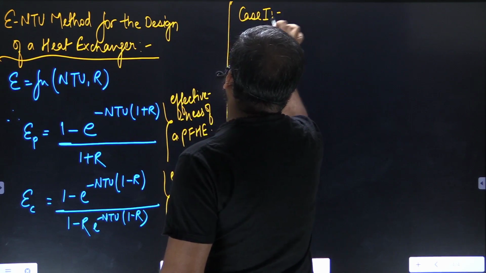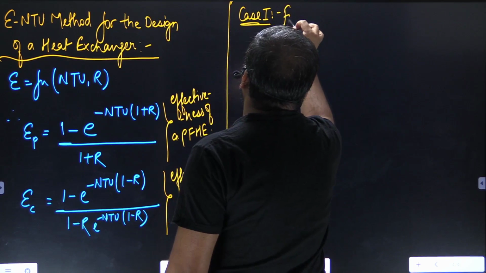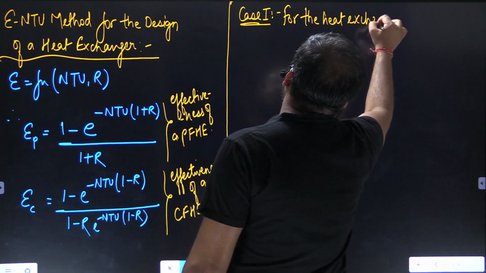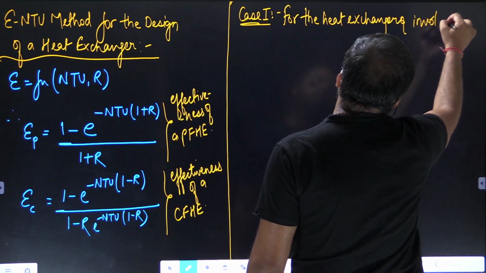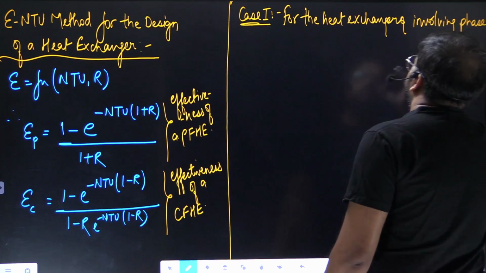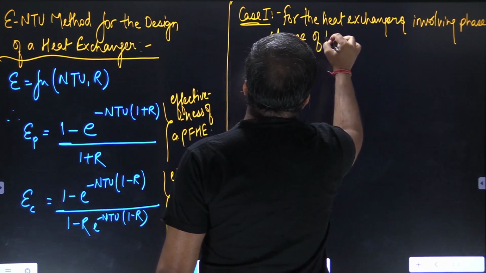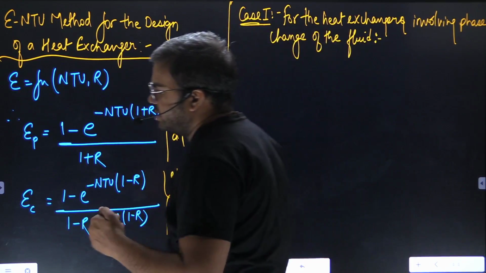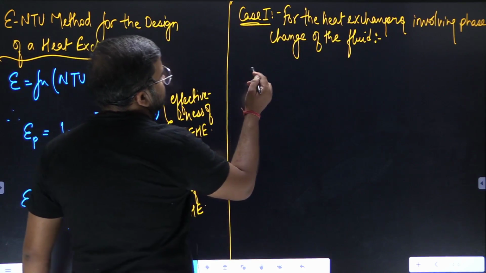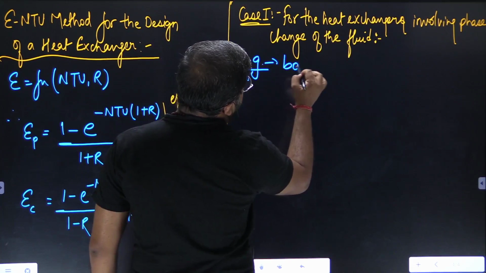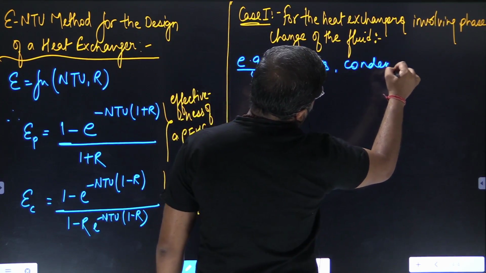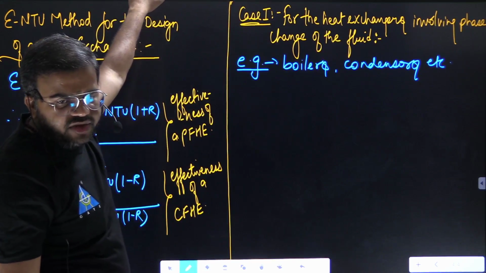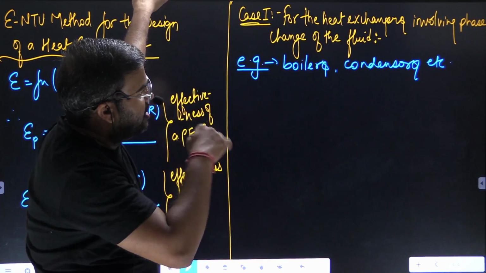Case number one, special cases, you remember? So the special case is case number one for the heat exchangers involving phase change of the fluids, right? Means one of the fluids is undergoing phase change. What are the examples? Boilers, condensers, etc. Evaporators are also there. Now if you see in these kind of heat exchangers, boilers, condensers, etc.